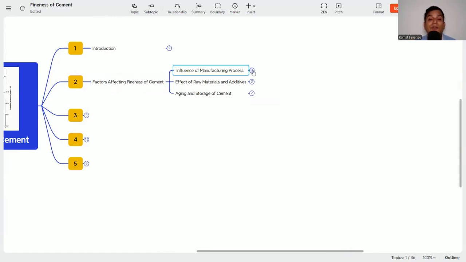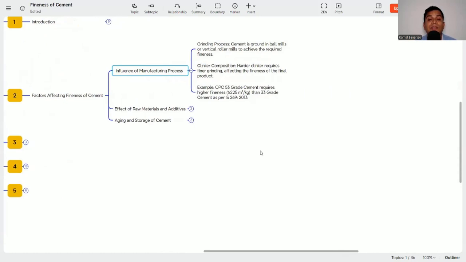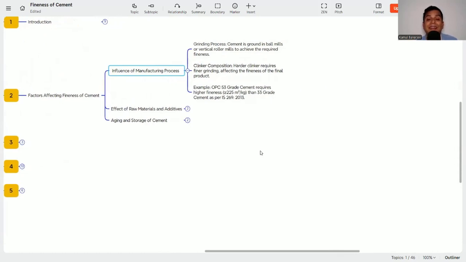The first is the influence of the manufacturing process. The cement process is a grinding process. Cement is ground in ball mills or vertical roller mills to achieve the required fineness. So whatever fineness you need, accordingly you need to adjust this grinding process. If you need finer particles, maybe more grinding is required and the cost may increase.